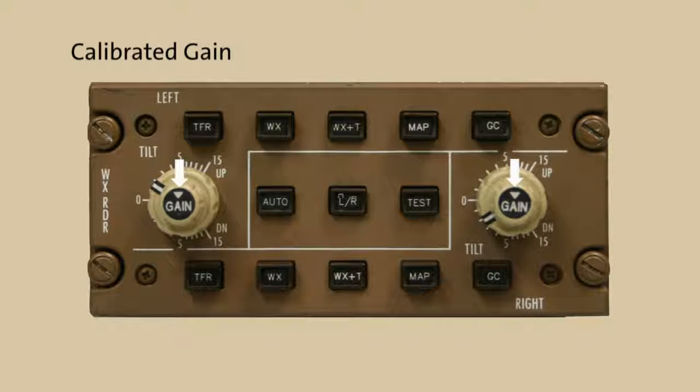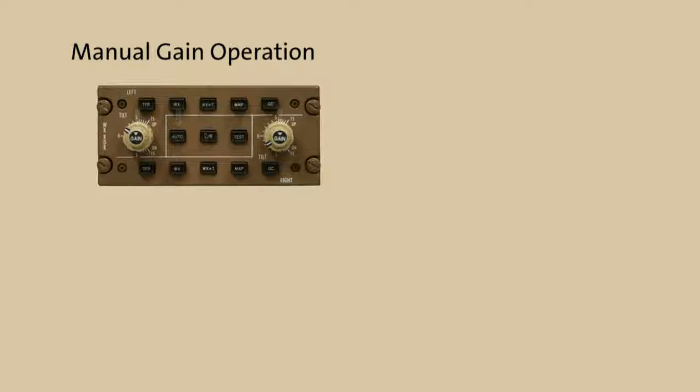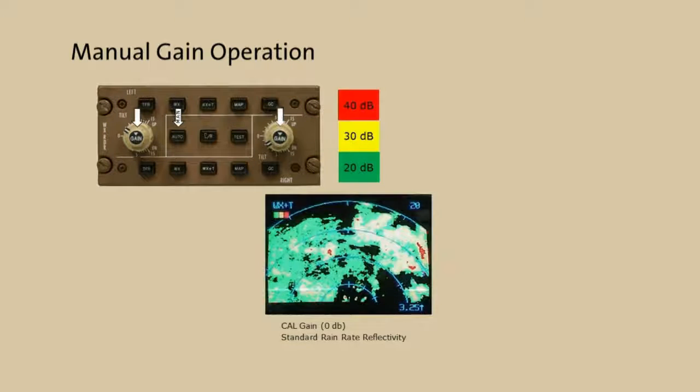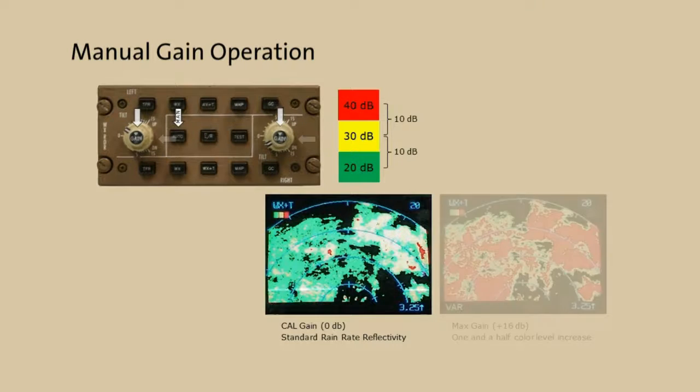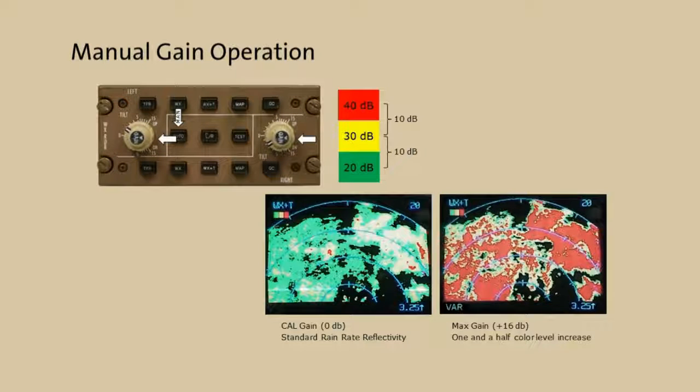Full above and below the calibrated gain position is available during both manual and auto operation. Calibrated gain is selected when the triangle is at the 12 o'clock position. When the radar is operated in manual and calibrated gain is selected, standard radar reflectivity rain rates are displayed. An increase or decrease of 10 dB of sensitivity represents a change of one color level. Increasing the gain to max increases the sensitivity by 16 dB, or an increase of 1.5 color levels.